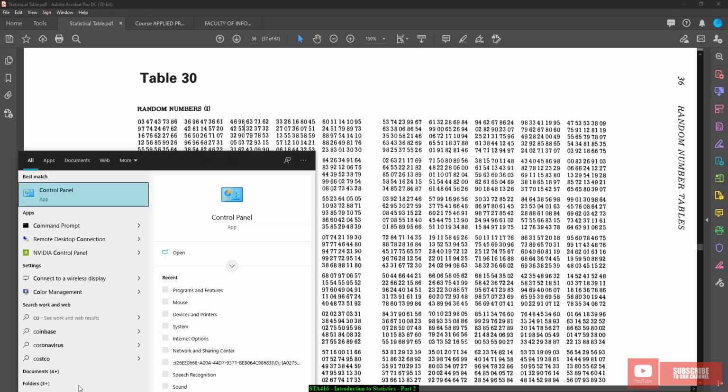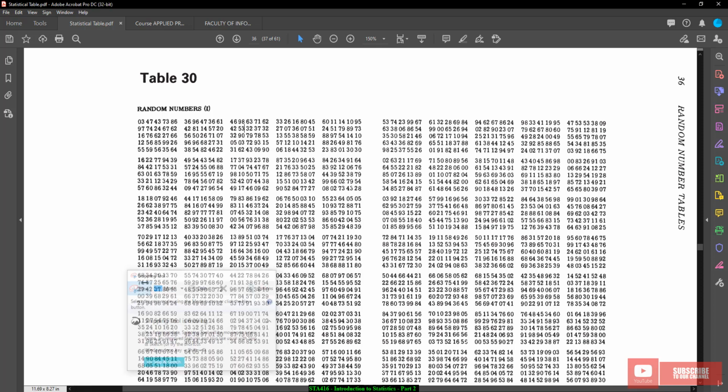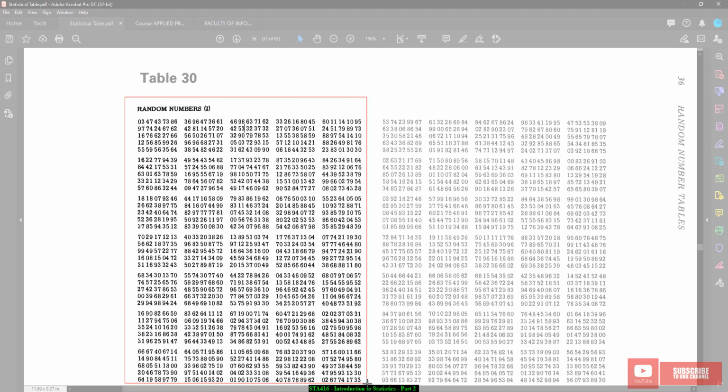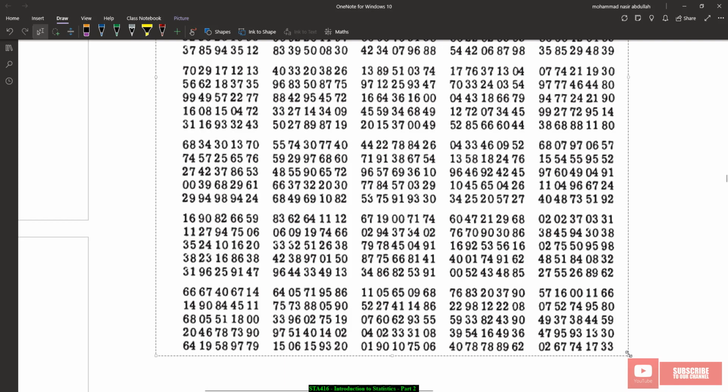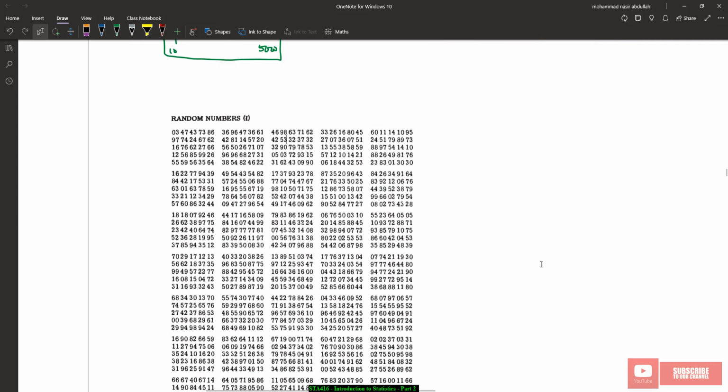Let me copy this one first. Let's take an example. Here we have column number 1, column number 2: C1, C2, C3, C4, C5. This is row number 1, row number 2, row number 3, row number 4, 5, 6, and so on. So we have a lot of rows. Each of these we call a block: block number 1, row 1 column 1, row 1 column 2. Can you understand this is a random number table?